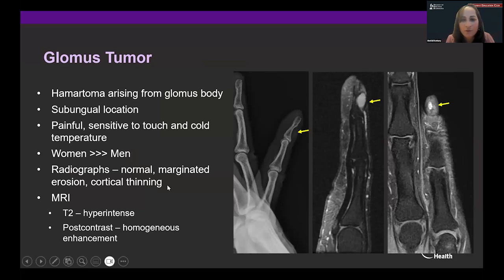Radiographs are often going to be normal because a lot of these masses are going to be small, but as they grow, and given the size with time, you can see that smooth erosion of the subjacent distal phalanx, as we saw in our second case, and can get cortical thinning on X-rays. And then MRI is going to be used to make that diagnosis, and the key imaging finding we're looking for is a T2 hyperintense mass that demonstrates homogeneous enhancement on post-contrast images.